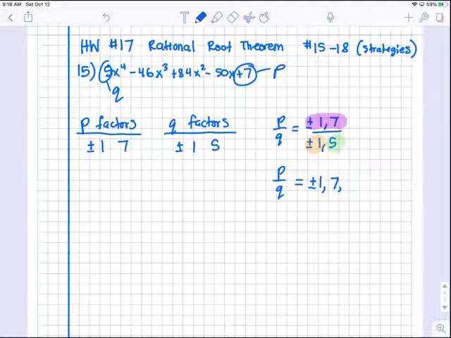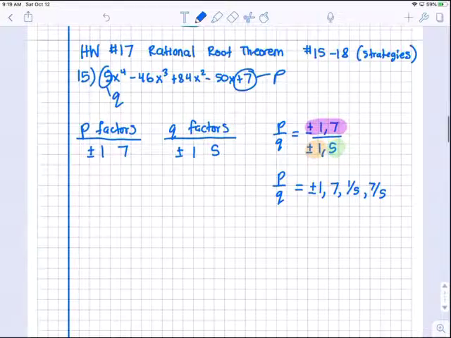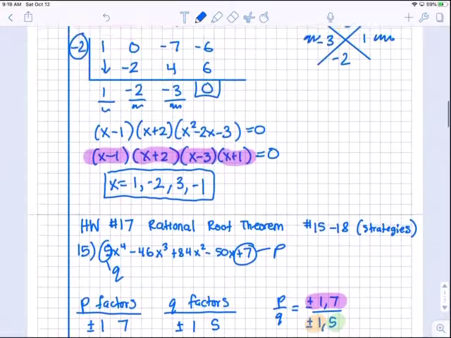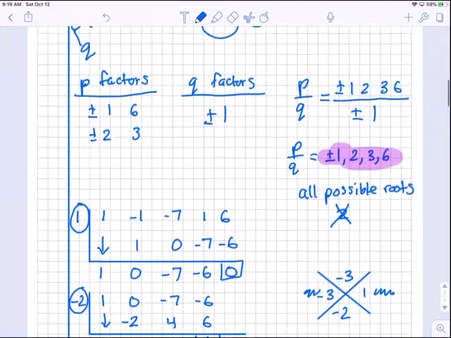Now let's do purple over green, okay? So we're going to have 1 over 5, which is 1/5. And 7 over 5, which is going to be 7/5. So those are all our possible rational roots right there. 1, 7, 1/5, and 7/5. And again, they're all plus or minus. I just put the plus or minus in front of the 1 so that it represents each one though. Yeah, so there's our list.